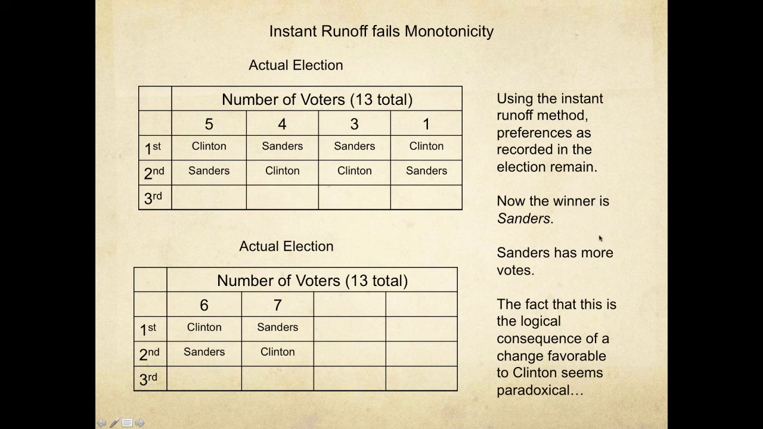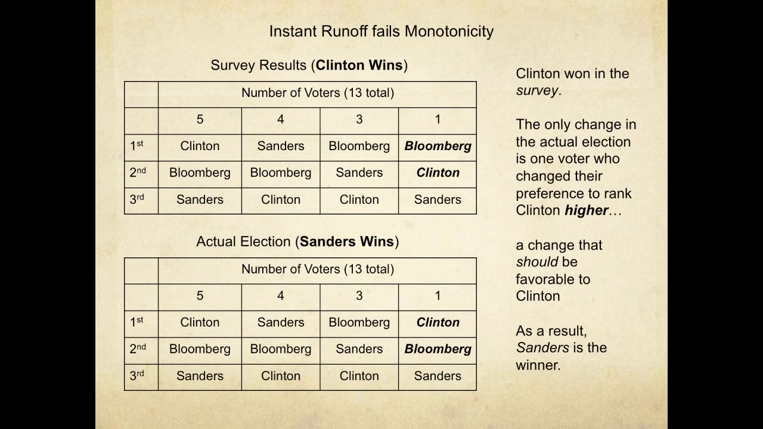Sanders has more votes. The fact that this is the logical consequence of a change that was favorable to Clinton seems paradoxical. Right? Clinton was winning in the survey. And the only change in the actual election is one voter who changed their preference to rank Clinton, who was the winner, higher, a change that should be favorable to Clinton. But as a result, Sanders is the winner. So that's demonstrating that instant runoff can theoretically fail to satisfy the monotonicity criterion.